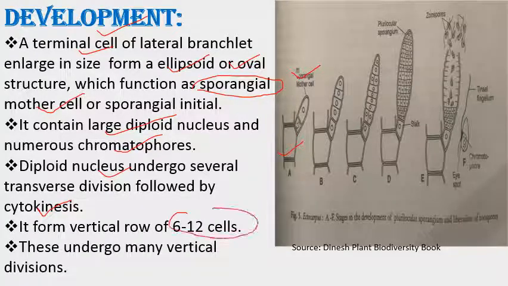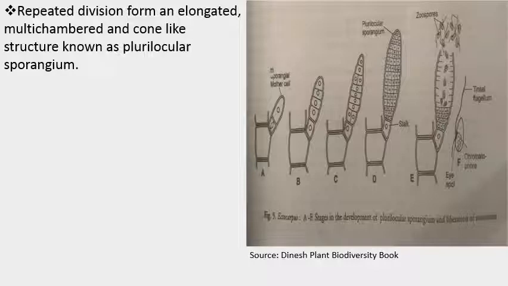You can see here, it will form this vertical row of 6 to 12 cells, and these undergo many vertical divisions also. So in this picture we can see that these transverse divisions are followed by vertical divisions. This results in the formation of this structure, which is known as plurilocular sporangia or multi-chambered sporangia. Next, repeated division results in the formation of an elongated multi-chambered cone-like structure that we can see in this picture.